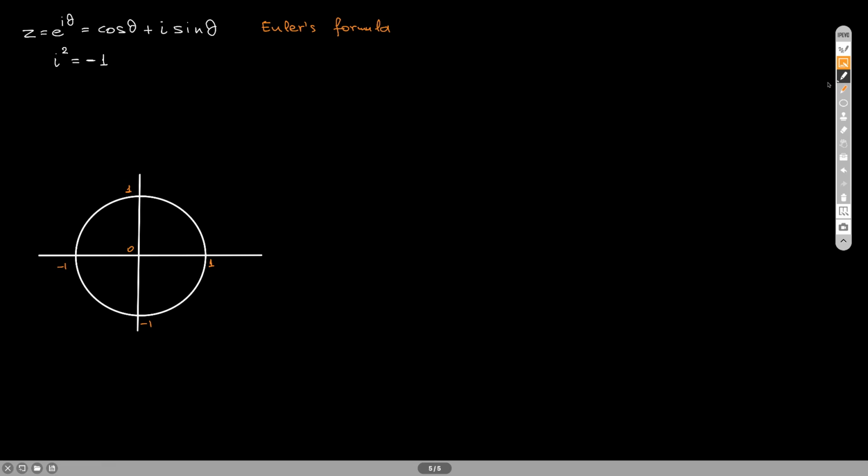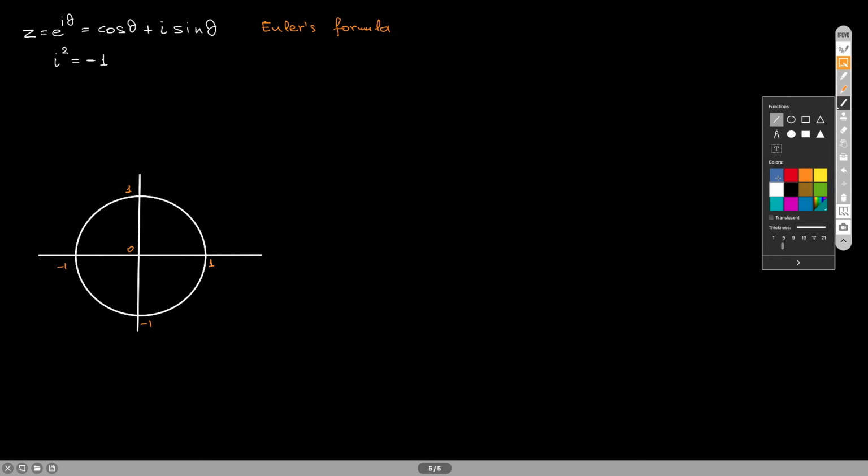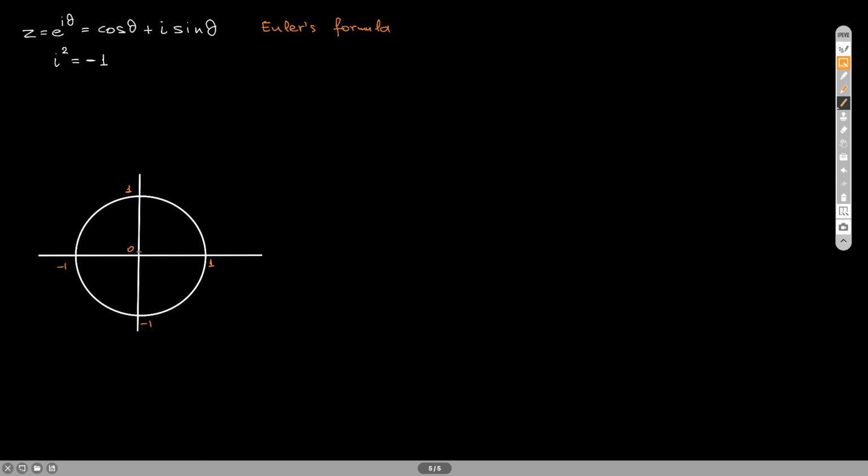Now, I want to show you how you can represent complex numbers. So let's do, this is the unit circle. I have 0, 1, -1, and as we know, this is the cosine theta, and this is the sine theta. And this is a property of the unit circle.